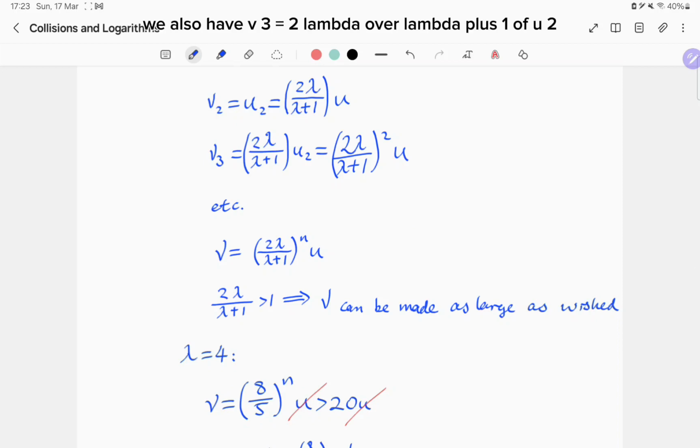We also have v3 equals 2 lambda over lambda plus 1 of u2, which is therefore equal to 2 lambda over lambda plus 1 all squared multiplied by u, etc. This continues all the way to v equals 2 lambda over lambda plus 1 all to the power of n multiplied by u. Since 2 lambda over lambda plus 1 is greater than 1, v can be made as large as needed. This is because lambda is greater than 1.